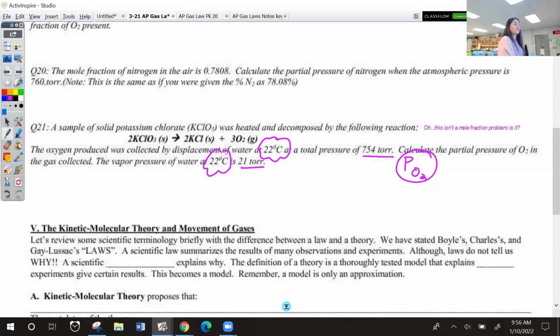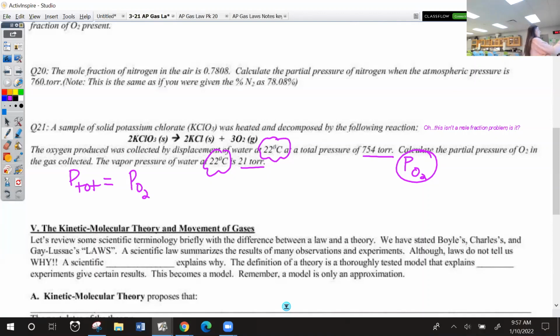What they're really asking us for here is one of those collecting over water problems. This is a Dalton's law collecting over water problem. It is so very simple, but it's also so very easy to make a mistake and miss this. Anybody want to tell me what I'm supposed to do here? Subtract 21 torr from 754 torr. Oh, very good, that's it. That's all you have to do is subtract. Why? Because the total pressure is equal to the partial pressures added. But the only gas that's supposed to be in here is oxygen.